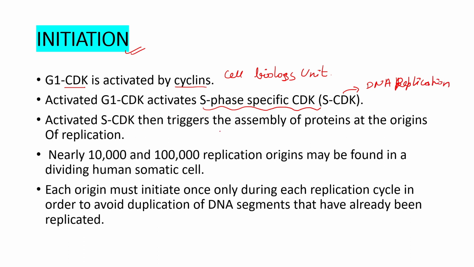Activated SCDK then triggers the assembly of proteins at the origins of replication. When the SCDK gets activated, it will trigger the assembly of some of the major proteins which will help in replication in the region of the origin of replication. Between 10,000 and 1 lakh replication origins may be found in a dividing human somatic cell. Each origin must initiate once only during each replication cycle in order to avoid duplication of DNA segments that have already been replicated. So this is very important.